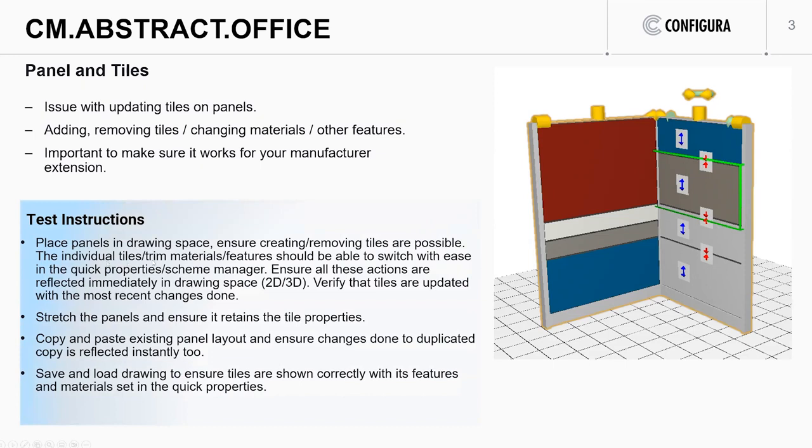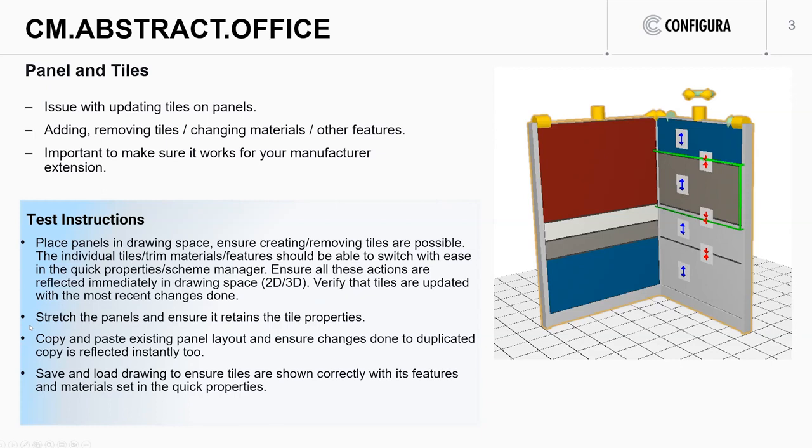The individual tile stream materials and features should be able to switch with ease in the quick properties or in the scheme manager, if your manufacturer extension has schemes. Ensure all of these actions reflect immediately in 2D and 3D. Also verify that the tiles are updated with the most recent changes. They should not be outdated, they should be updated.